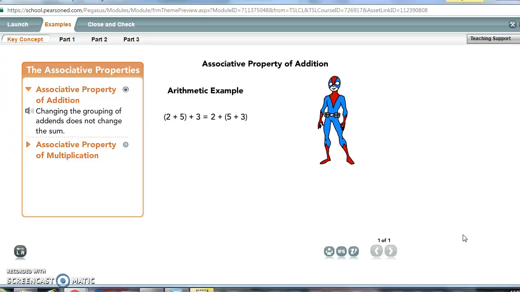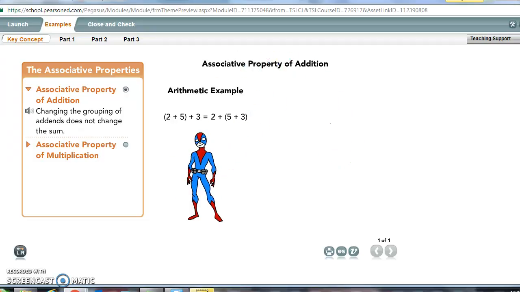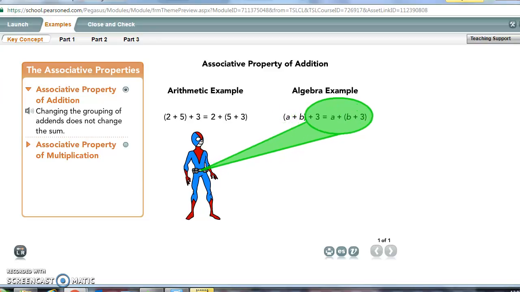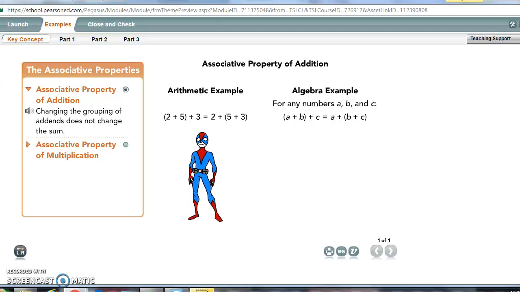In the arithmetic example, regrouping the order of the 2, 5, and 3 did not affect the sum. By substituting A, B, and C for the numbers 2, 5, and 3, you can state this algebraically. Changing the grouping of the numbers that you're adding does not change the sum.